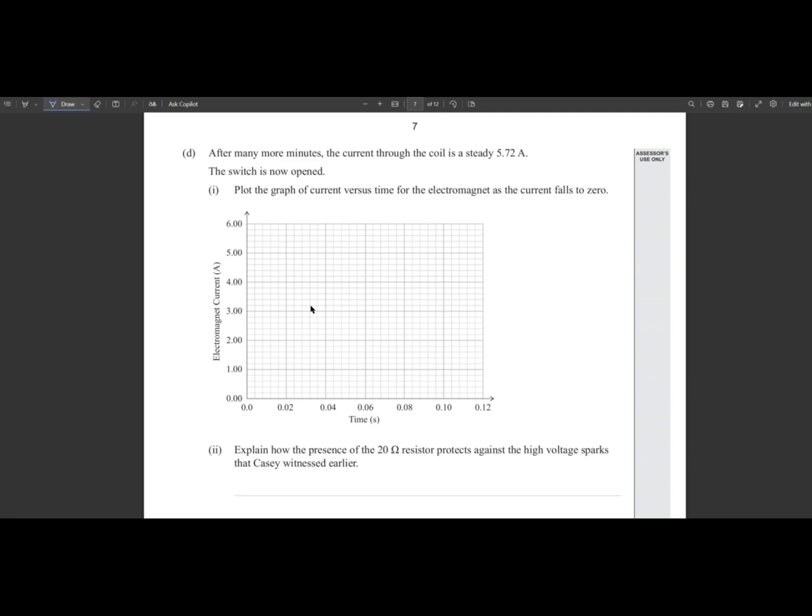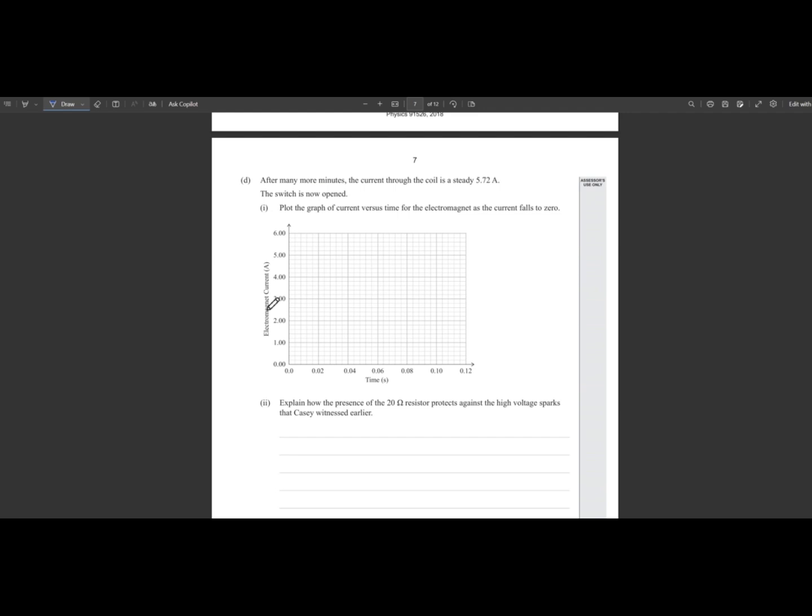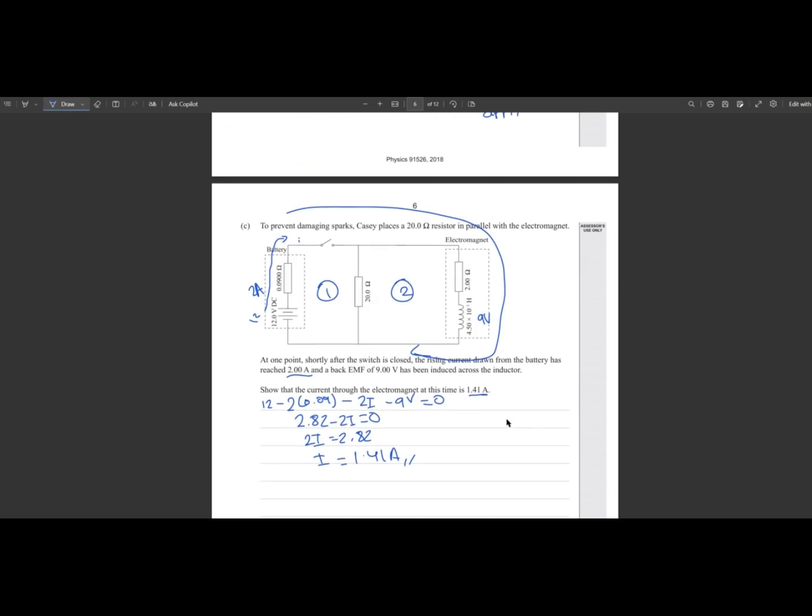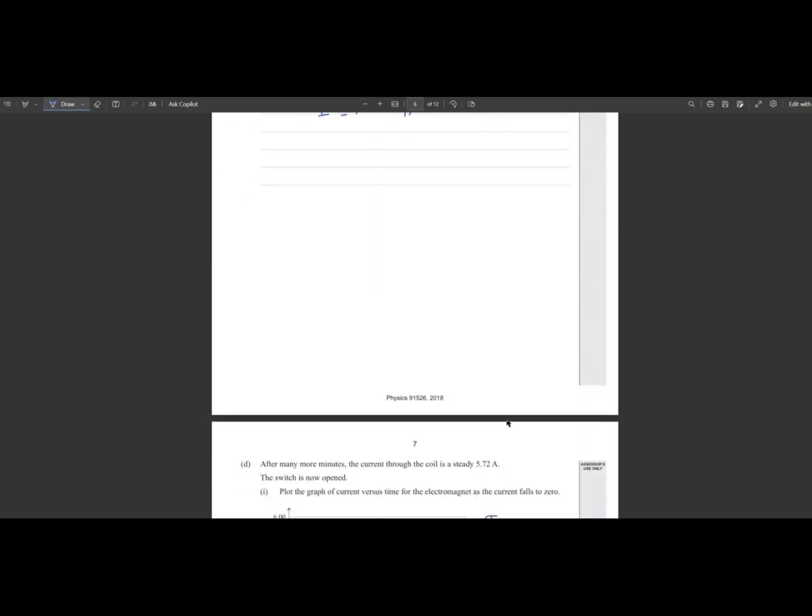After many more minutes, is the coil steady at 5.72 amps? So basically, the switch is opened, and we've got a steady current of 5.72 amps. So the first thing we should work out is probably our time constant, which, this is just an LR circuit.